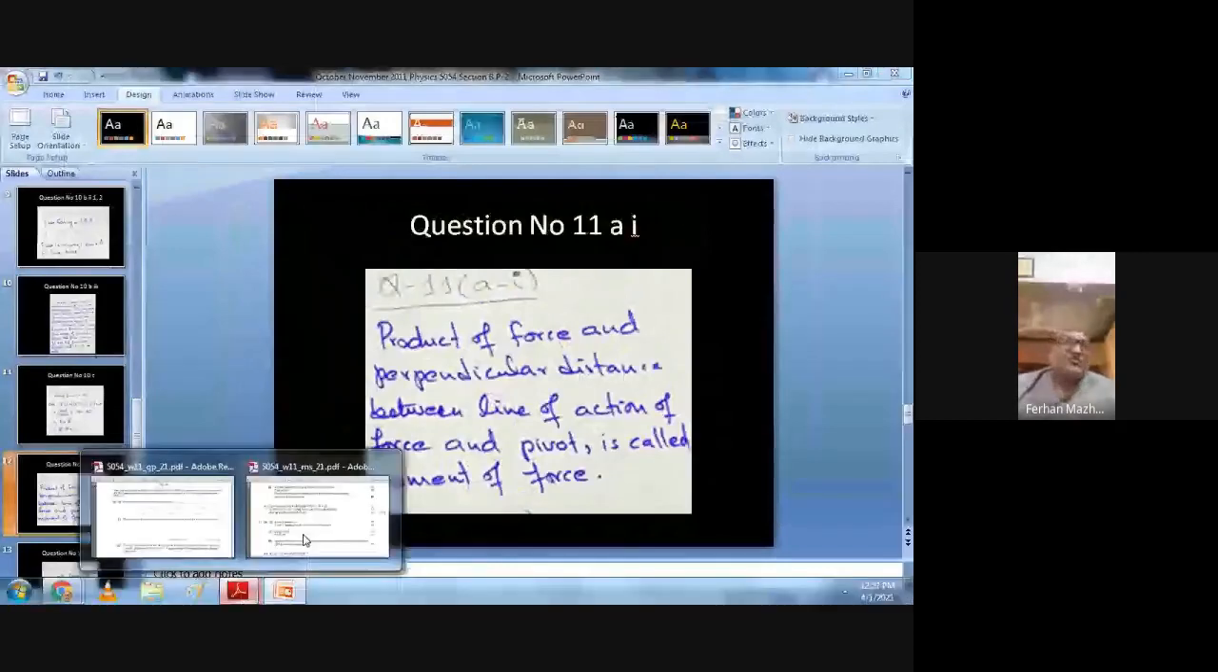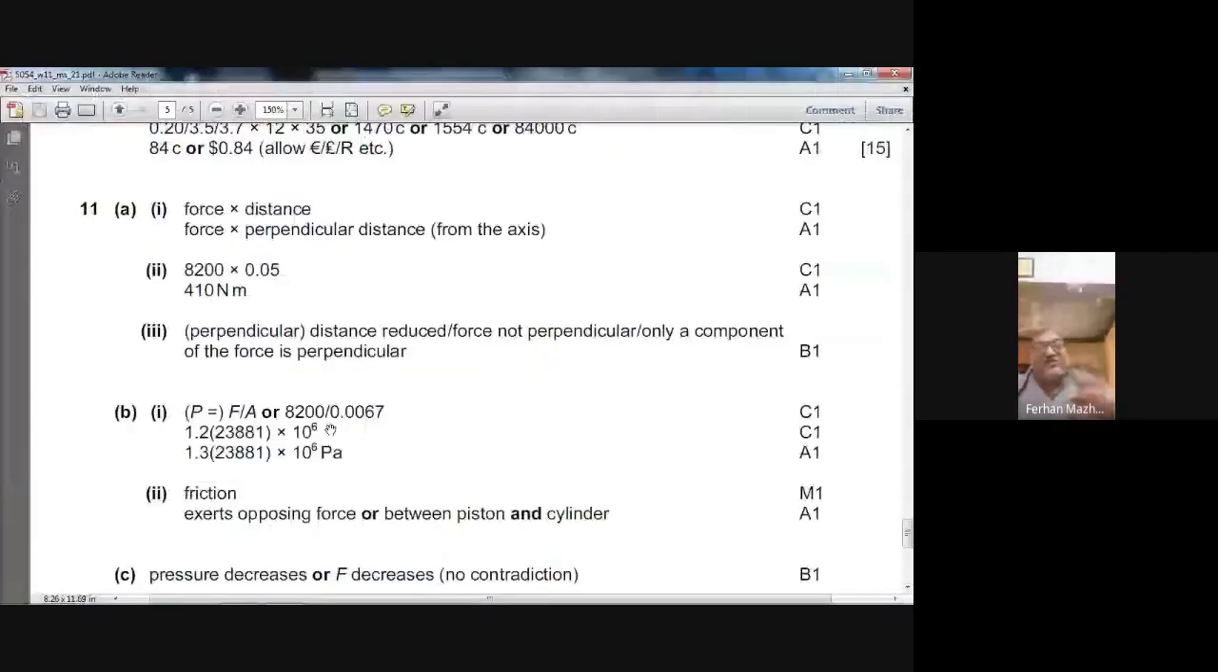He says force multiply distance. If you just write force multiply distance, you will get only 1 mark. But if you write force multiply perpendicular distance from the axis, you will get the 2 marks. So I hope you will always write in such a way that you will get the full marks.